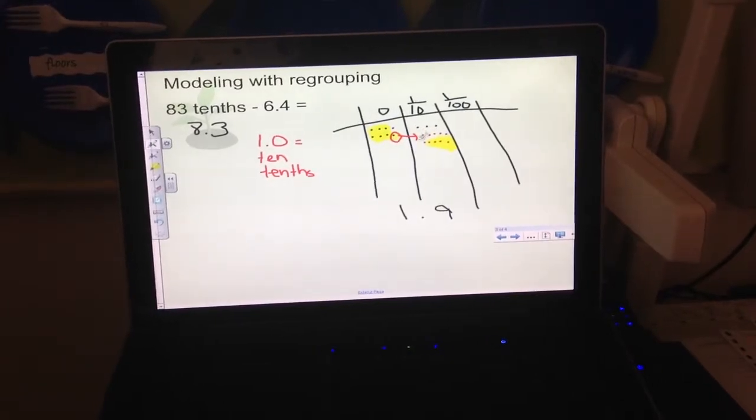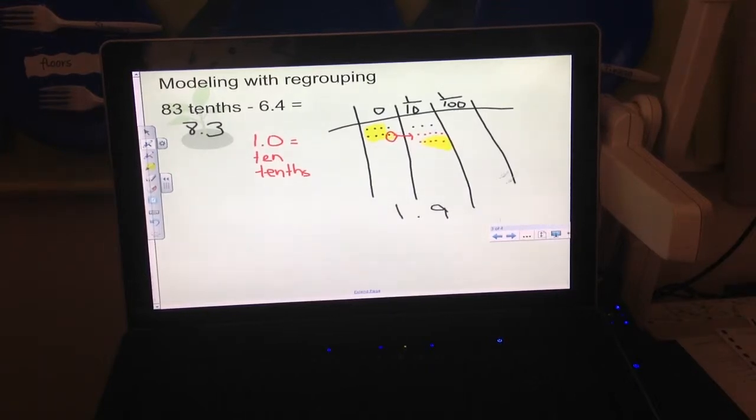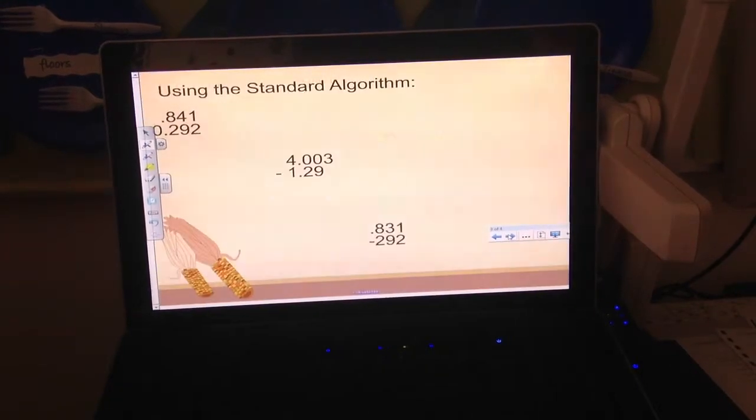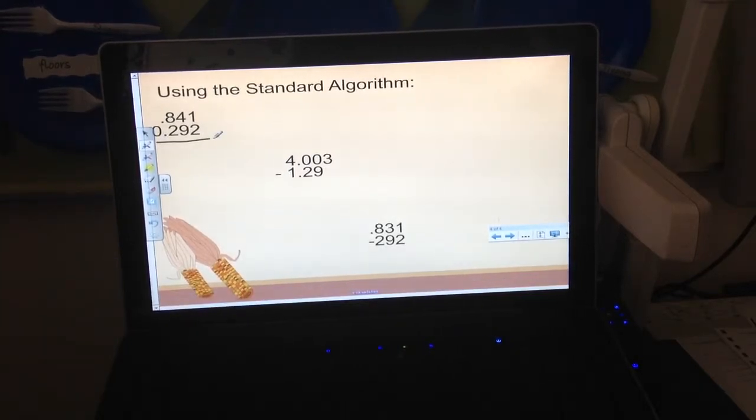So when I have this over here, that would be my regrouping when I went over to the one next door and brought it over. And we'll see that in some problems in just a minute. So this is the standard algorithm. The standard algorithm is the way that we've always taught subtraction.